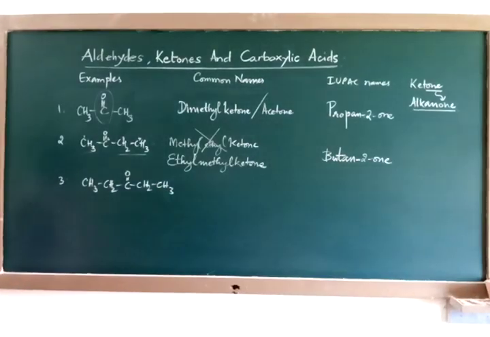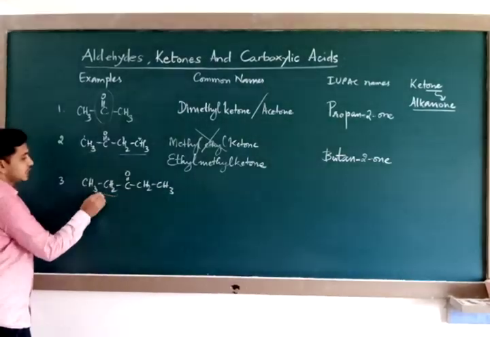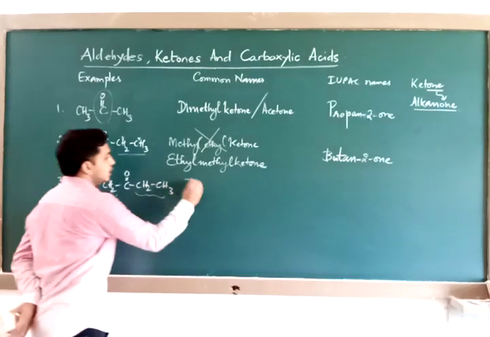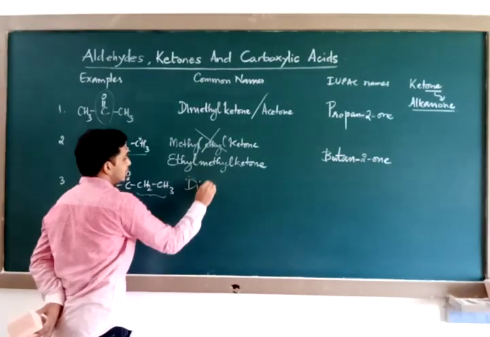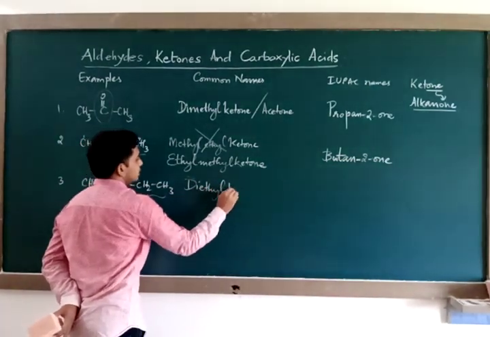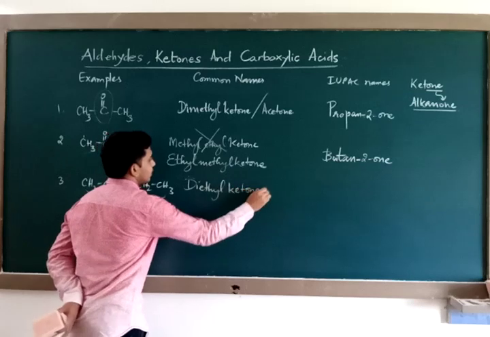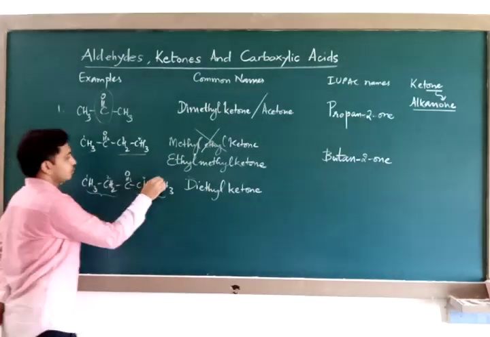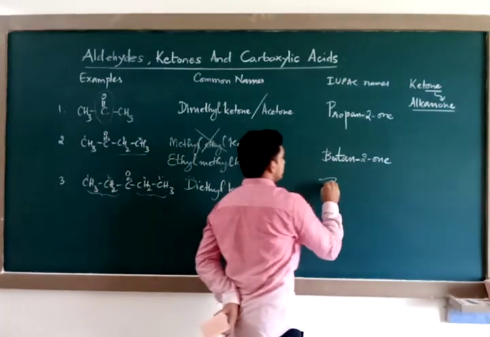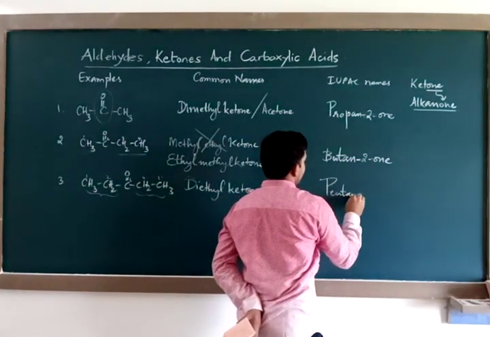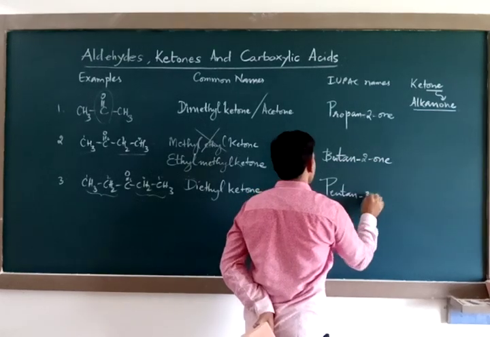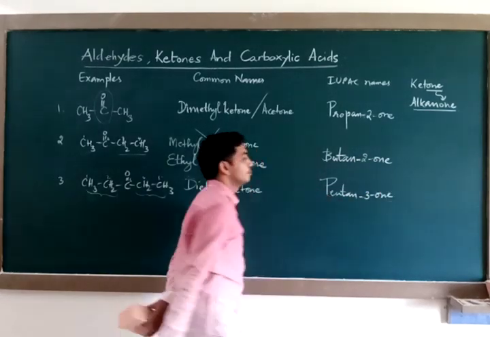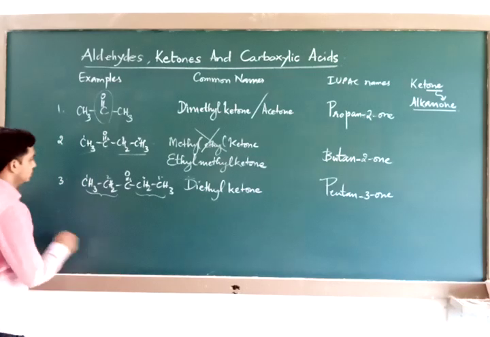This time it is 5 carbons, one side ethyl group, the other side ethyl group, therefore the common name is diethyl ketone. How do you name it in the IUPAC system? 1, 2, 3, 4, 5. Pentane, which one? 3-one. Pentane-3-one.